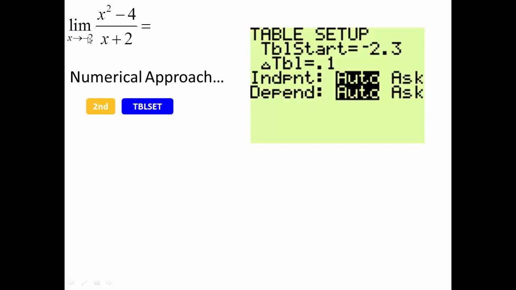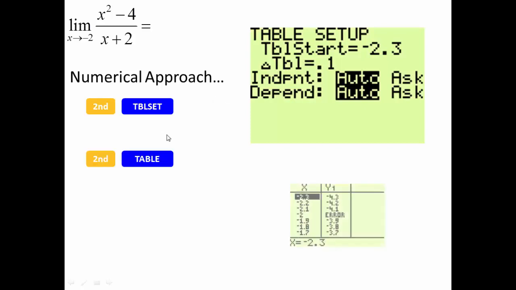Since I'm trying to evaluate the limit close to -2, I'm going to start my table at -2.3, a value very close to -2. When it comes to evaluating limits, the closer you are to the intended value, the more accurate you're going to be. So I'm going to start at -2.3, and I'm going to take a step size of 0.1. That triangle right there is the Greek letter delta. Delta, when we're in math and science, always represents change. So this would be the change in table, aka step size. Then I'll hit second table.